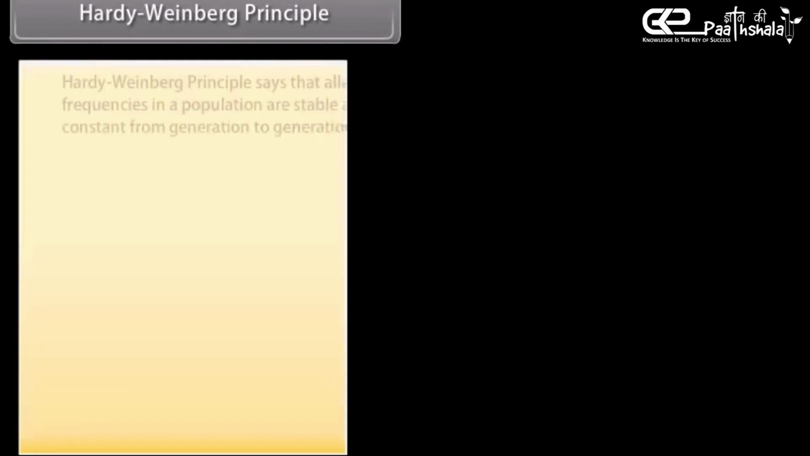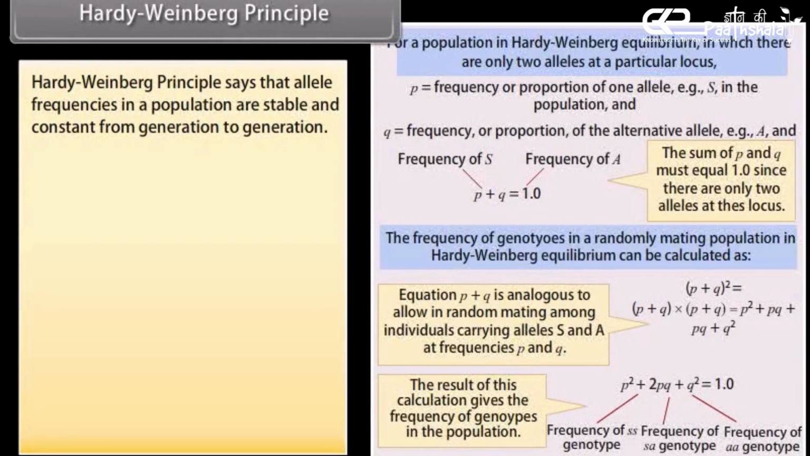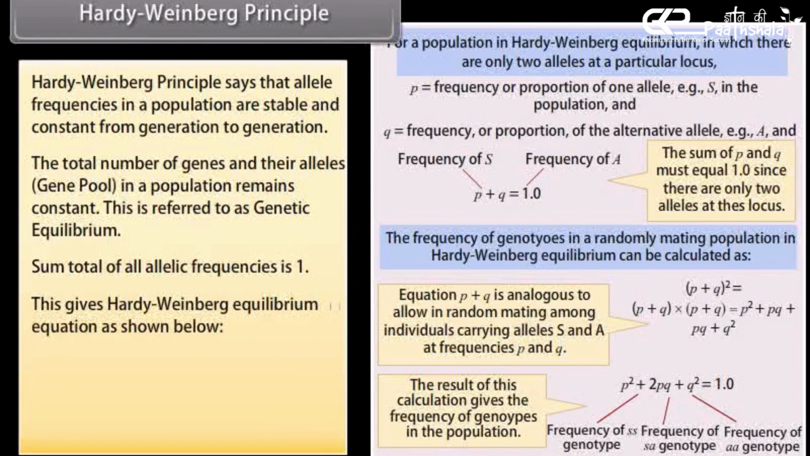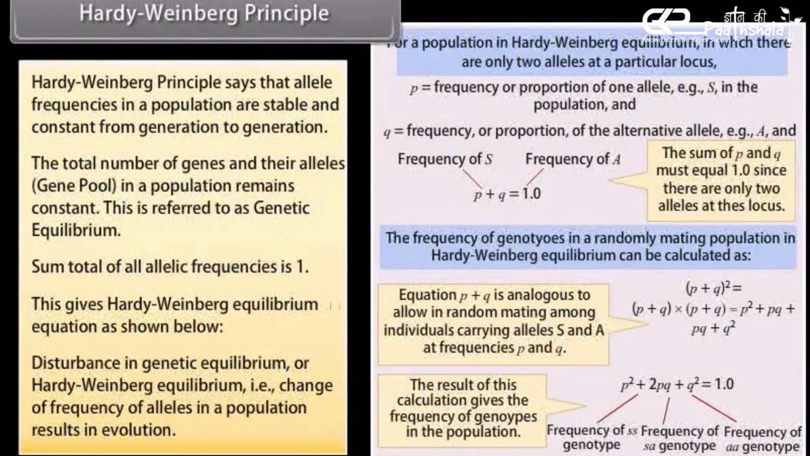Hardy-Weinberg principle. Hardy-Weinberg principle says that the allele frequencies in a population are stable and constant from generation to generation. The total number of genes and their alleles, that is, gene pool, in a population remains constant. This is referred to as genetic equilibrium. Sum total of all allelic frequencies is 1. This gives Hardy-Weinberg equilibrium equation as shown below. Disturbance in genetic equilibrium or Hardy-Weinberg equilibrium, that is, change of frequency of alleles in a population, results in evolution.